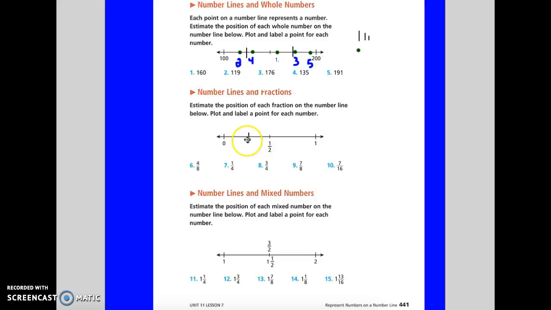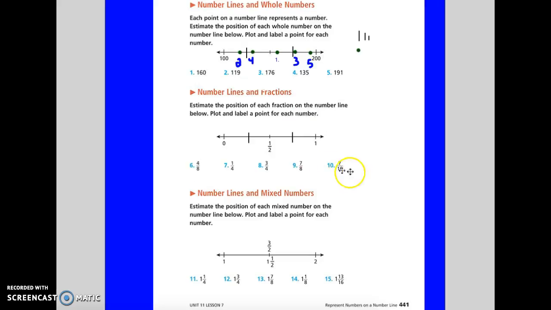Okay, so we know this is 1/4. Now I want to think, how about if I put it right here? What's between 1/2 and 1? Right in between those would be our 3/4. So really we're going up by quarters, right? We're going 1/4, 1/2, 3/4, and 1.